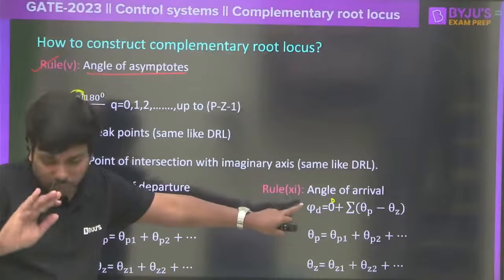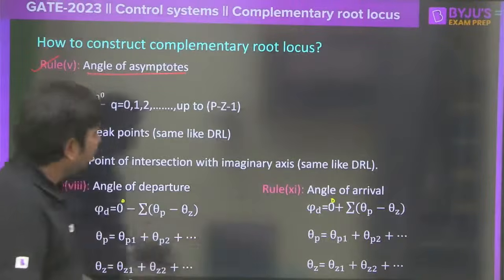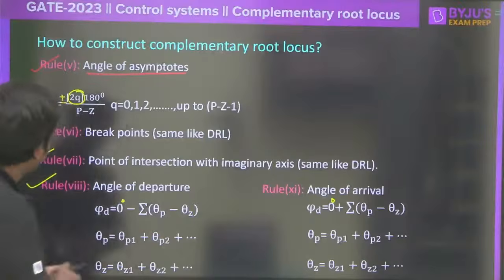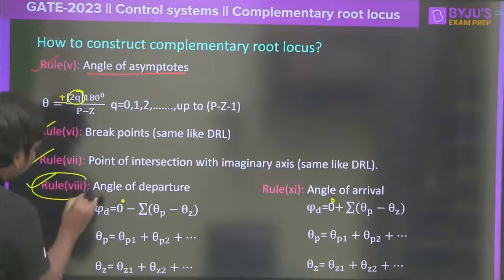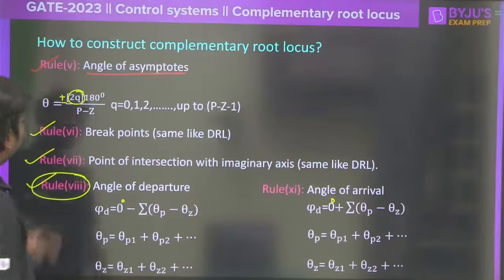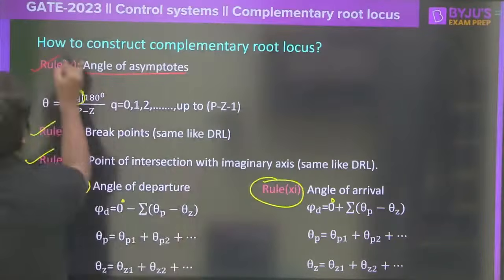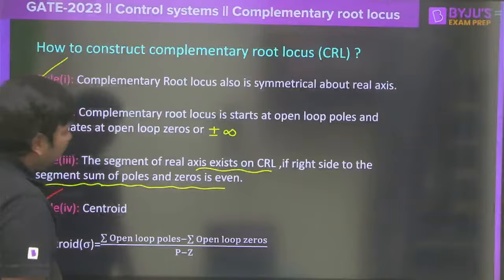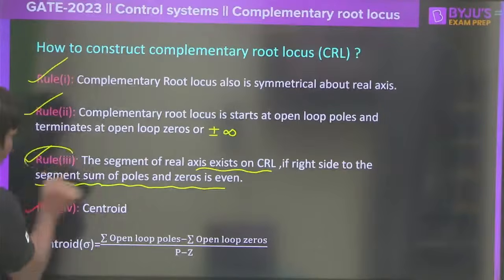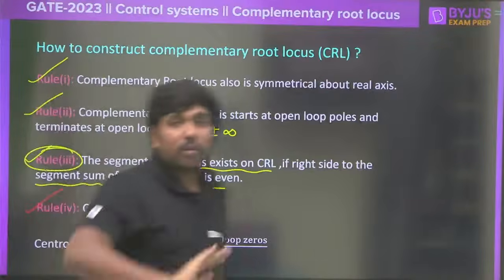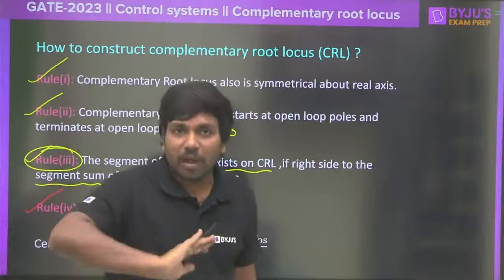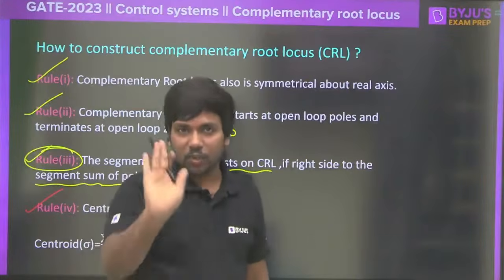So you must really understand one thing here. In complementary root locus, whatever is associated with the phase, that is rule number 7, and this one and this one, whatever is associated with the phase, they are the only ones going to change here. Rest of all things will remain the same. Clear? I hope you understood this one, correct?